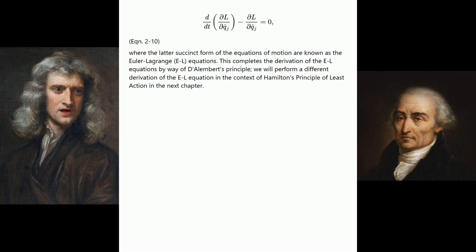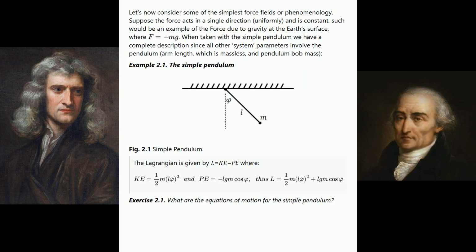We will perform a different derivation of the EL equation in the context of Hamilton's principle of least action in the next chapter. Let's now consider some of the simplest force fields or phenomenology. Suppose the force acts in a single direction, uniformly, and is constant. Such would be an example of the force due to gravity at the Earth's surface, where F = −mg. When taken with the simple pendulum we have a complete description since all other system parameters involve the pendulum arm length, which is massless, and pendulum bob mass.